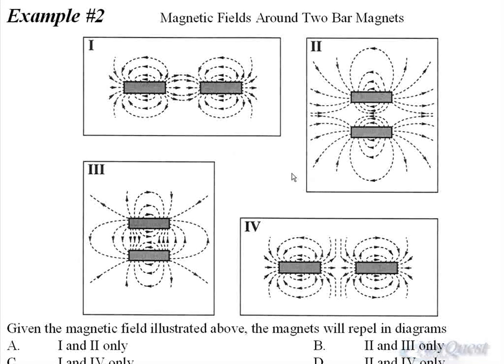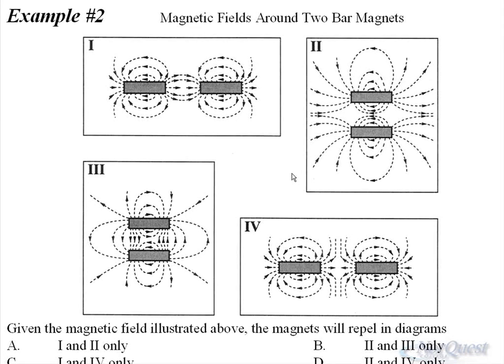So however the magnets are orientated, if we can figure out the north and south of each one of these magnets, then we could figure out whether opposites are there, and if they're opposite, they're going to attract. If they're like poles, they're going to repel. So if we were to look at the field lines, everywhere you're coming out of the magnet should be north. Everywhere you're going into a magnet should be south.